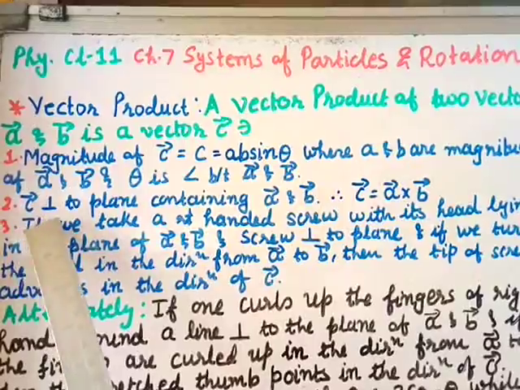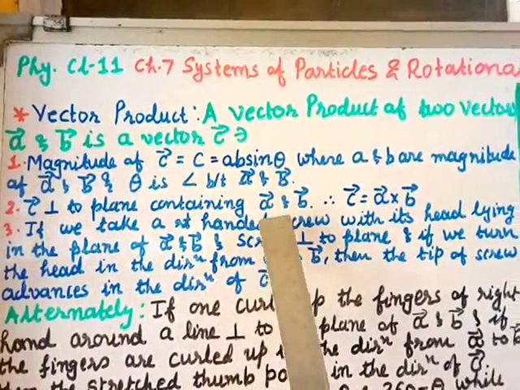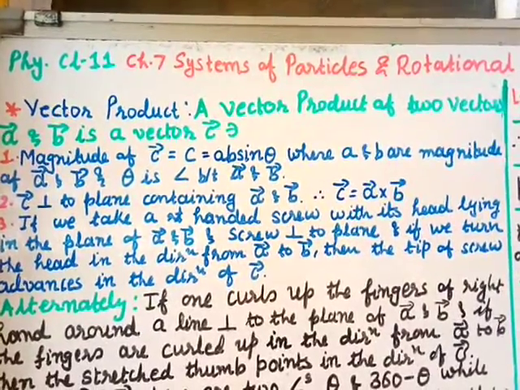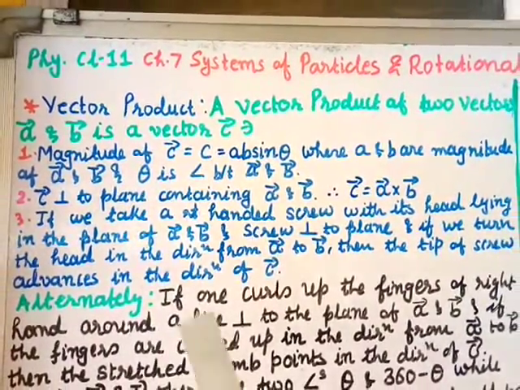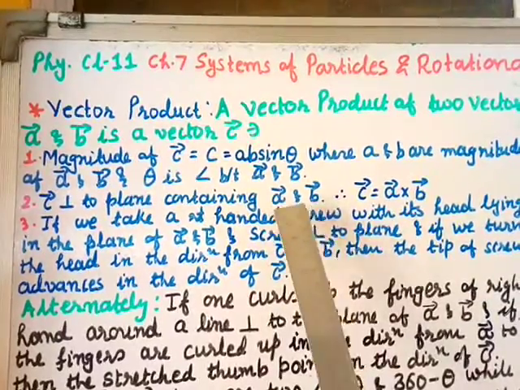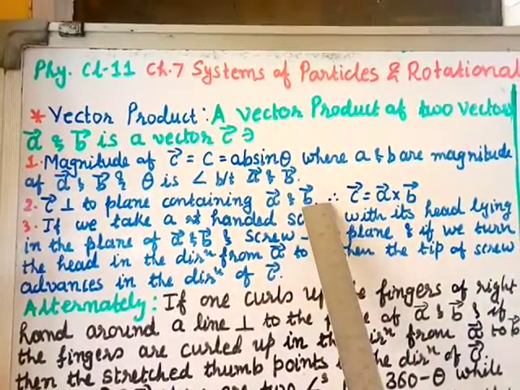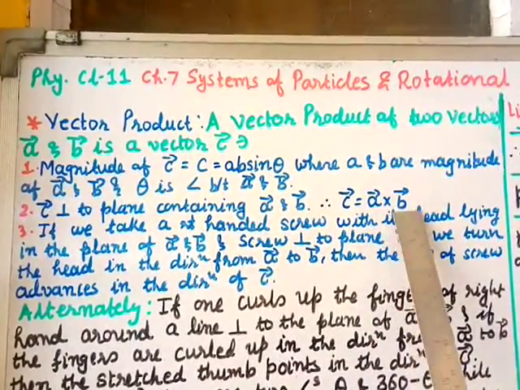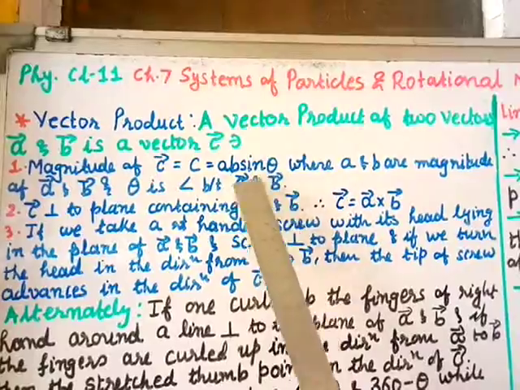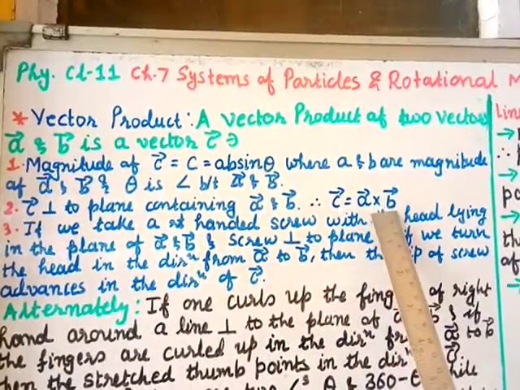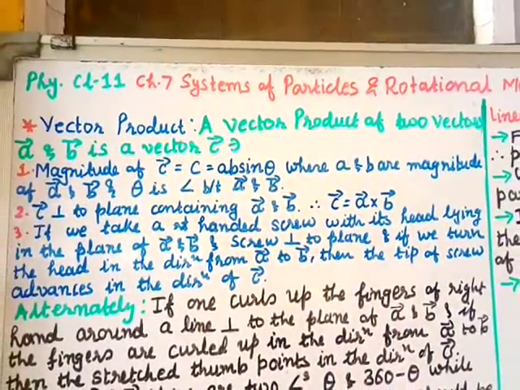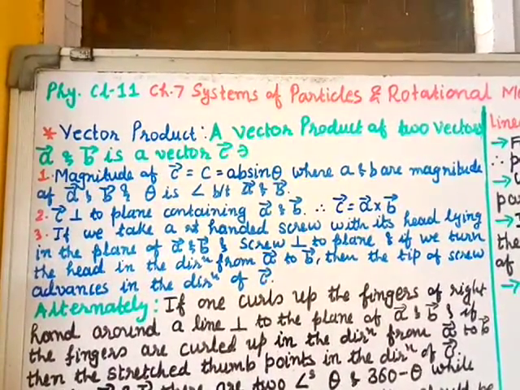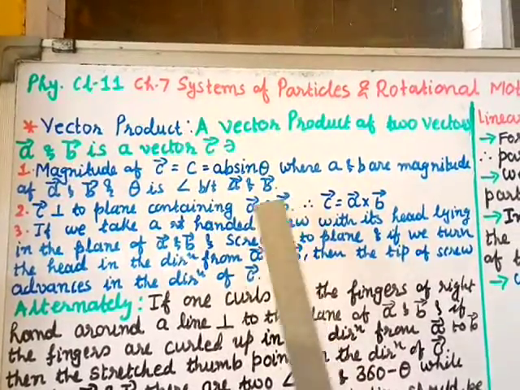Number 2, vector C is perpendicular to the plane containing vector A and B. So when you are doing the vector product, you are getting a third vector, and that third vector will be perpendicular to the plane containing the two vectors whose product we have done, that is vector A and vector B. So vector C equals vector A cross B, and A cross B is written as AB sine theta. A and B are the magnitudes of vector A and B, and theta is the angle between A and B, and the resultant vector will be perpendicular to the plane containing vector A and B.